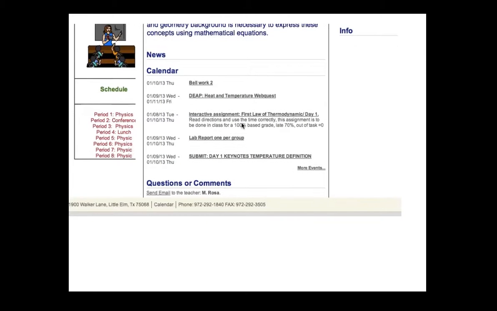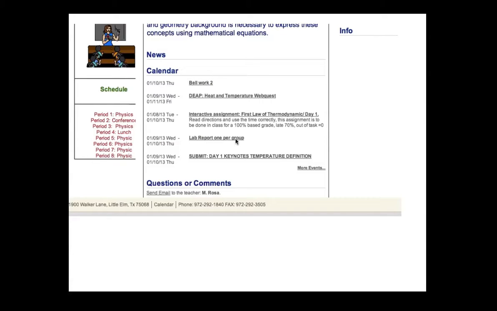Could you please go to the calendar again and go to submit day 1 keynote temperature definition. Once you are there, you need to go to attach and then attach the document and then submit that. After that, you need to go to the log report.